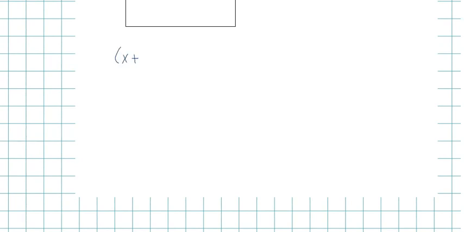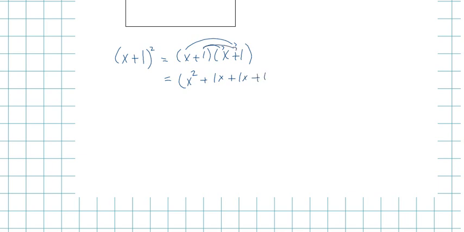Can you expand this for me? X plus 1, 2 times? So it's close. Okay. So same thing as writing this. FOIL. So that's going to be x squared plus 1x plus 1x plus 1. Remember this from the previous chapter? X squared plus 2x plus 1. Yeah?